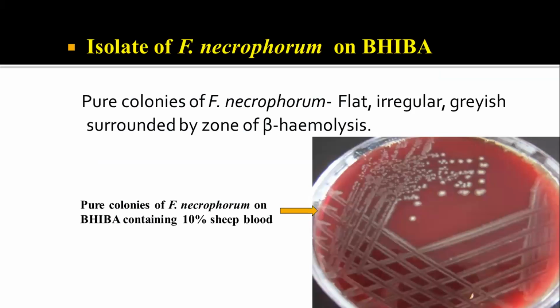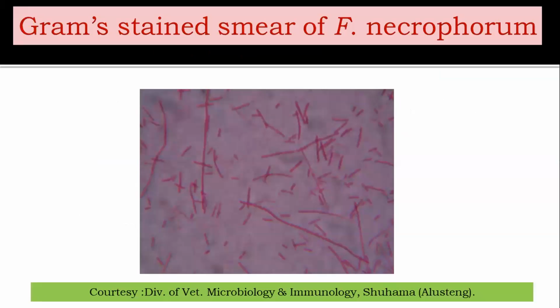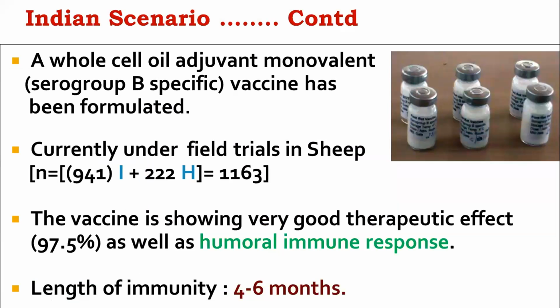Now coming to another bacterium, our laboratory has also isolated Fusobacterium necrophorum. You can see here the media is plain heart infusion blood agar containing 10% sheep blood. The colonies of Fusobacterium necrophorum are flat, grayish, and surrounded by a zone of beta hemolysis. In the microscope they appear as long, fusiform, gram negative rods. Now coming to the vaccine.